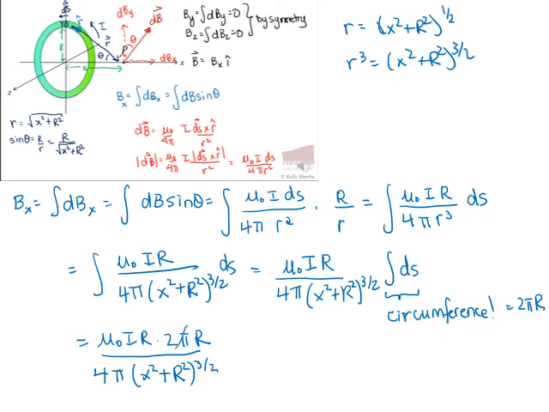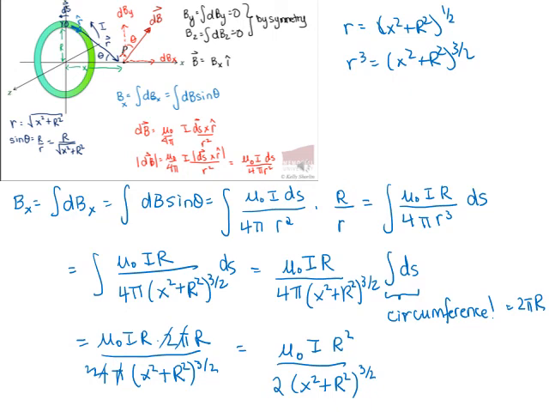There's a pi on top, pi on the bottom, they cancel. The 2 on top goes into the 4 on the bottom, leaving us with a 2 down there. I think that's all the cancellation we can get. So our x component of magnetic field is mu naught times I times R squared over 2 times x squared plus R squared to the 3 over 2. This gives us the x component of the magnetic field, a distance x along the axis of the loop.